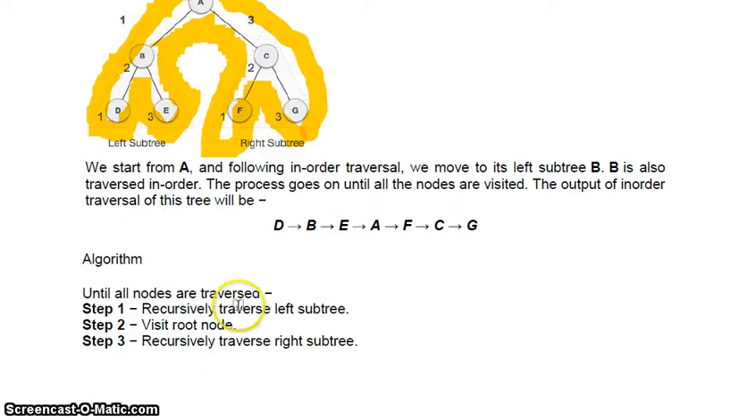Until all the nodes are traversed, recursively traverse the left subtree, visit the root node, then recursively traverse the right subtree. Each node has to be visited exactly once. So for that, we need to traverse recursively left, then root, then right with respect to in-order traversal. These are the steps we need to remember: visit left, visit root, then visit right.